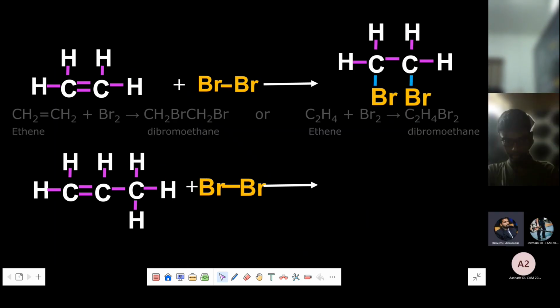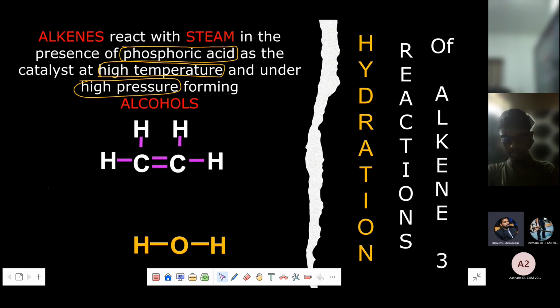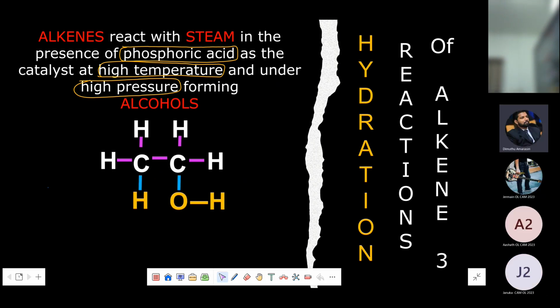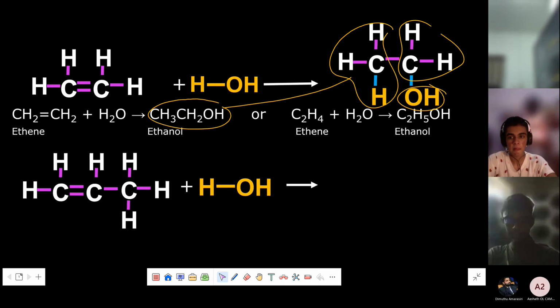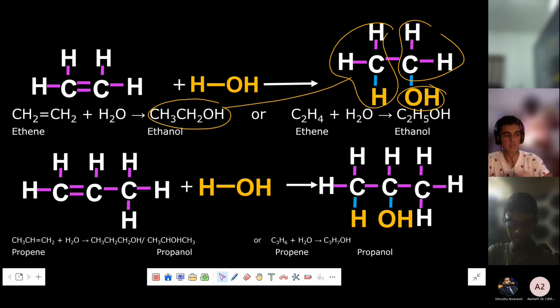So all of them were categorized as what? Addition reactions, right? This is the formation of alcohols. Did we do this also? Yes, right? Formation of alcohols from alkenes. And we got these reactions as well, right?